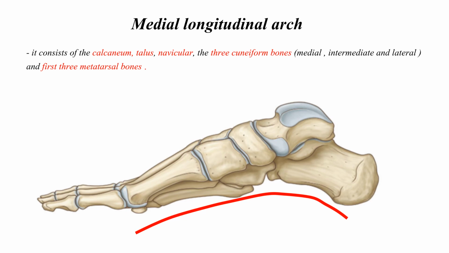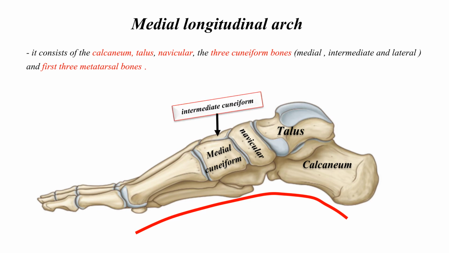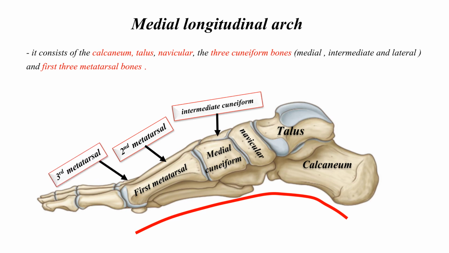This is the calcaneum, the talus, the navicular bone, the medial cuneiform, intermediate cuneiform, in addition to the lateral cuneiform. Also, the first metatarsal bone, the second metatarsal bone, and the third metatarsal bone. The keystone bone in the medial longitudinal arch is the talus.